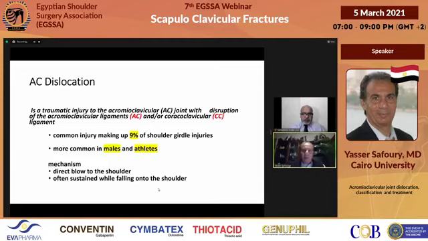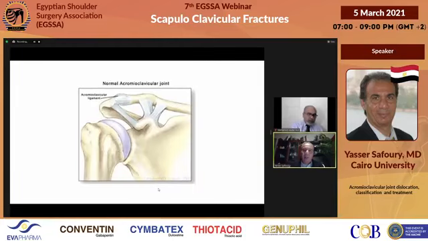It's a common injury, about 9% of shoulder injuries. It's more common in males and in athletes. It can be a direct trauma or a fall on the shoulder. So the main ligaments are the CC and the AC ligaments, holding the clavicle to the coracoid and to the AC joint.